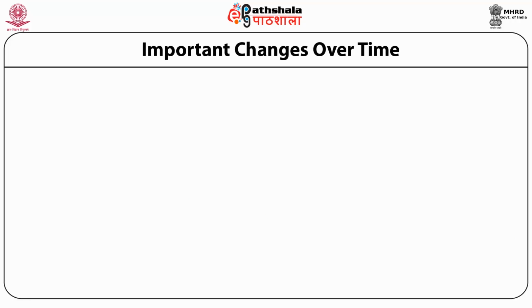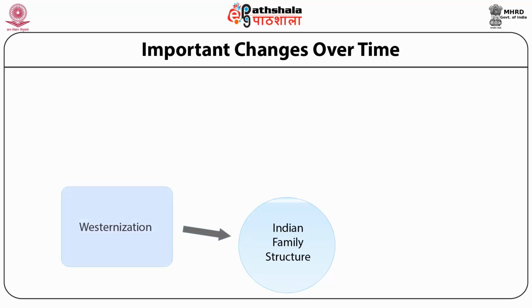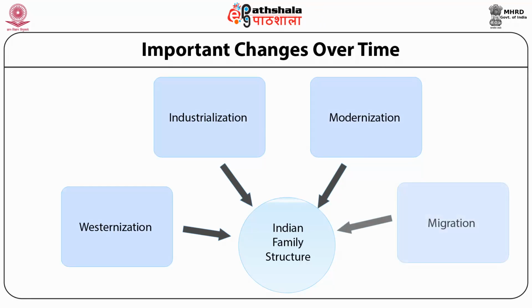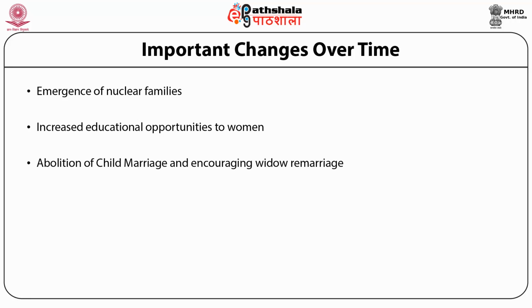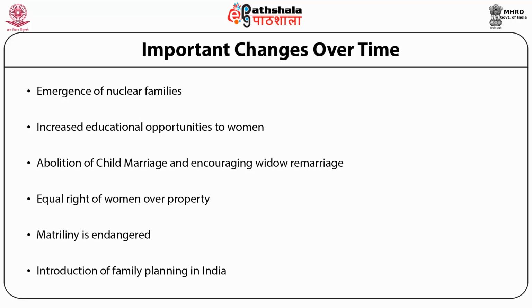Important changes over time. In the course of time, the Indian family structure has gone through tremendous changes due to the forces of westernization, industrialization, modernization and migration. Emergence of nuclear families, increased educational opportunities for women, abolition of child marriage and encouraging widow remarriage, equal right of women over property, matrimony is endangered, introduction of family planning in India.